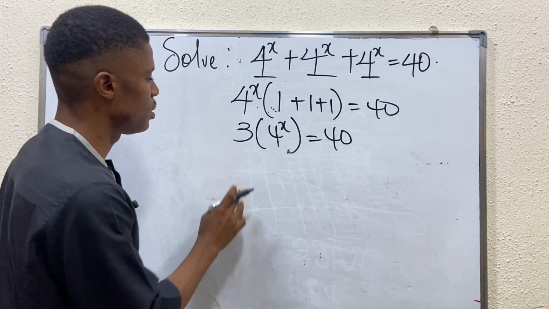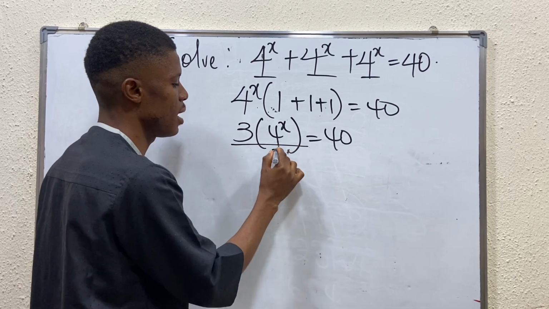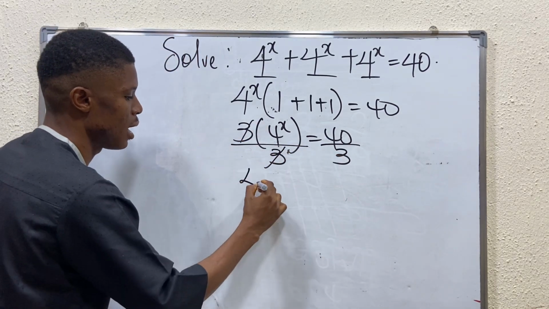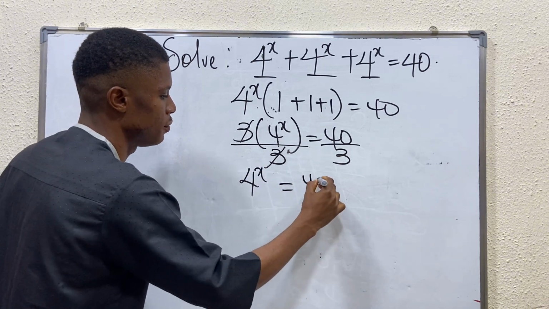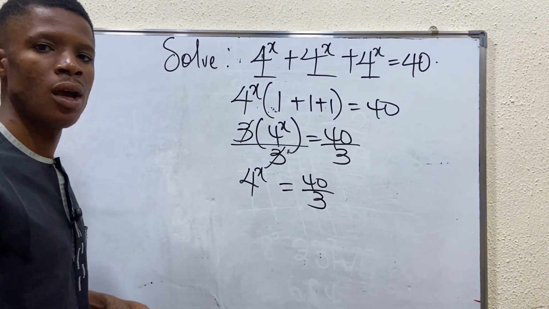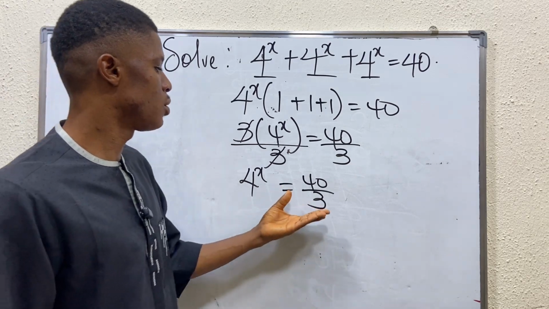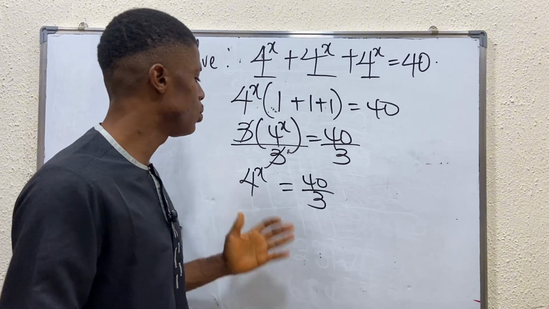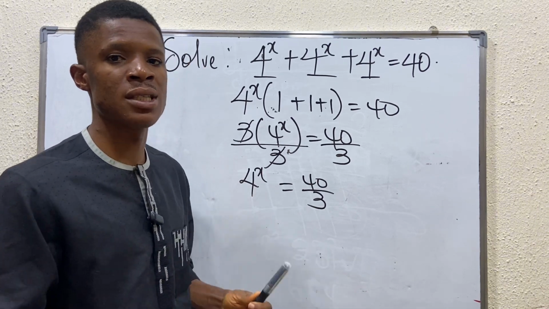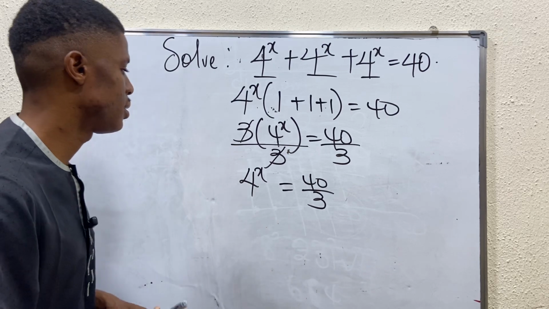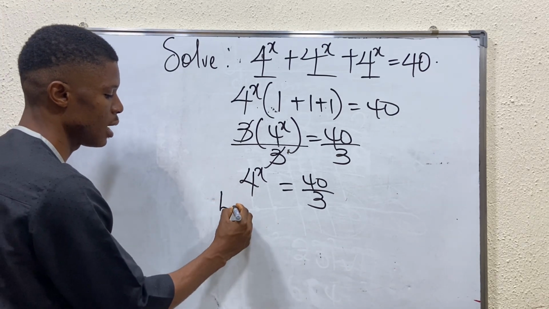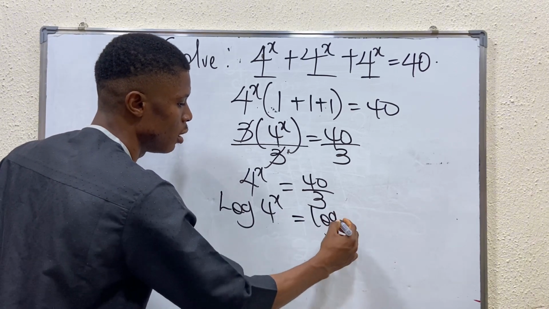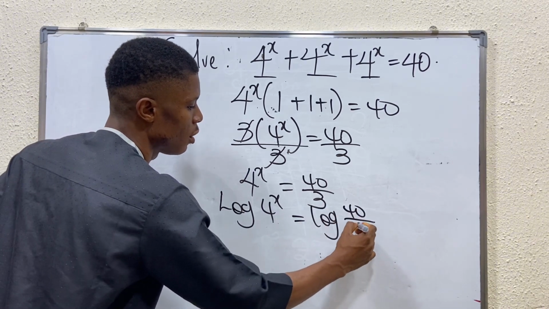The next thing we do is to divide by 3. If you divide this side by 3 and that side by 3, the 3 will cancel out. You can see we have 4^x equal to 40 over 3. Understand one thing: at this point, we cannot express the left and the right hand side in a common base. So it's ideal we take the logarithm of both sides because it will help us get the answer very fast. So you have log of 4^x equals log of 40 over 3.